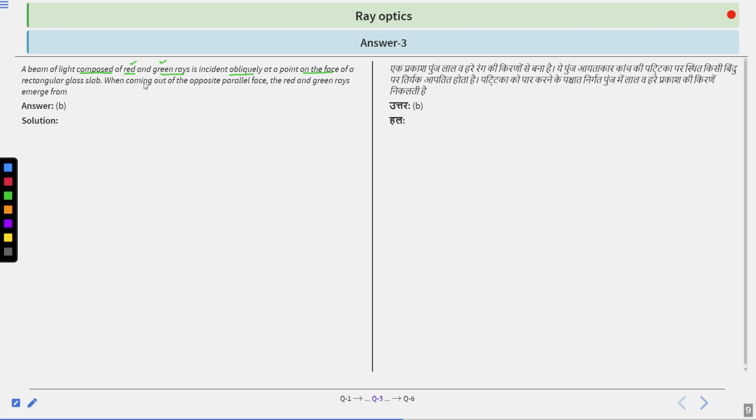obliquely at a point on the face of a rectangular glass slab. Clear? When coming out of the opposite parallel face, the red and green rays emerge from what? This question asks what will be the changes in the green and red rays after emerging. Clear?